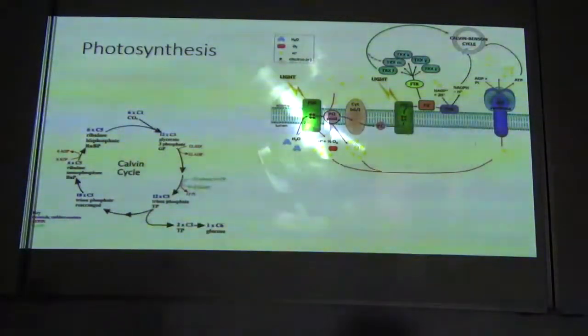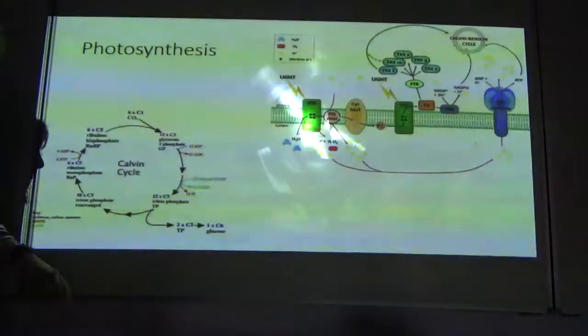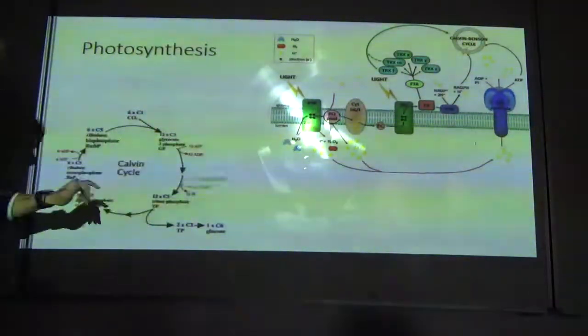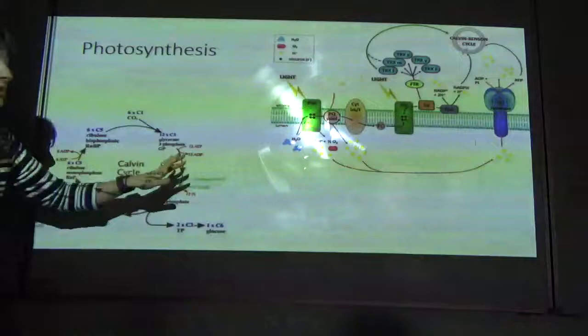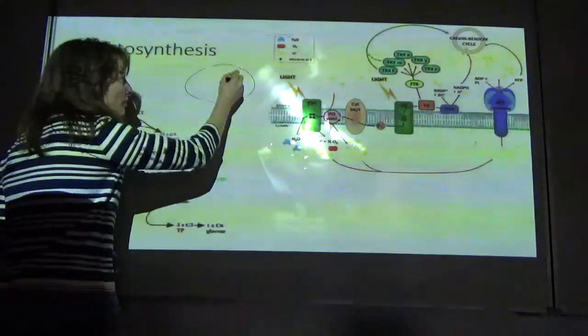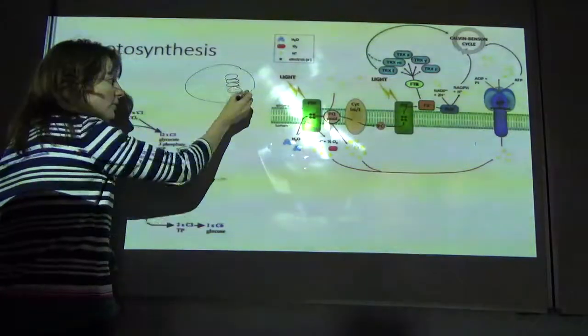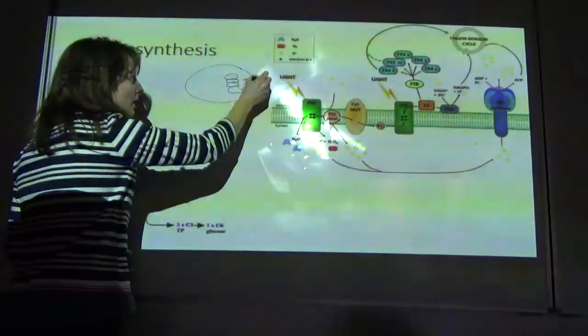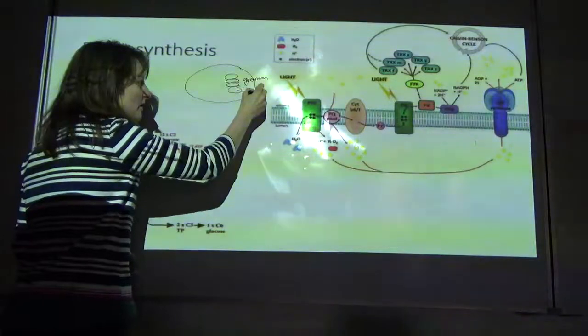Photosynthesis. So in photosynthesis there's two main types of reaction. You have the light dependent reaction and you have the light independent reaction. So if we start with the light dependent reaction, this is all taking place inside a chloroplast. Inside the chloroplast we have a granum that is made up of lots of thylakoids.